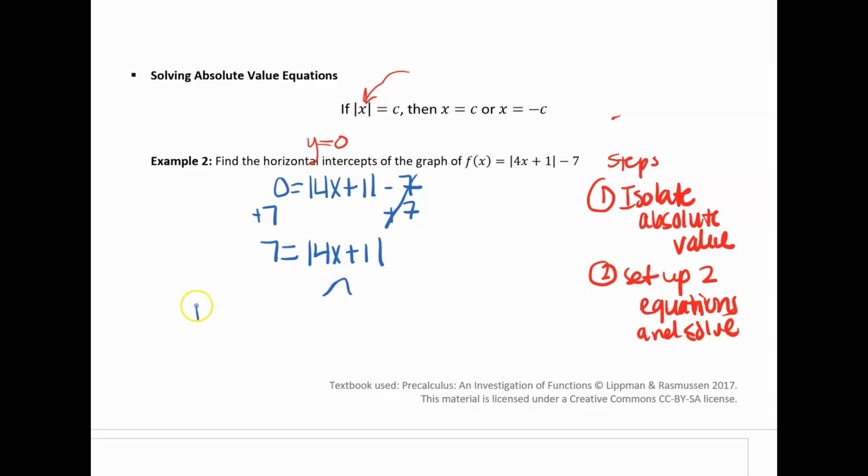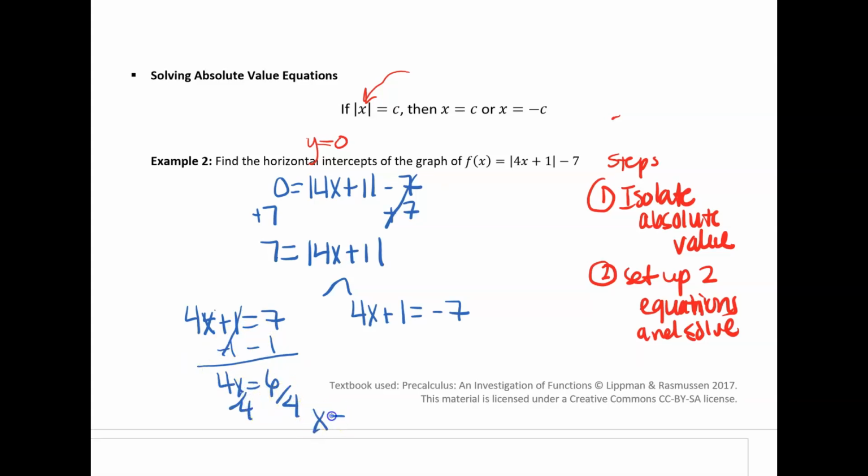I'm going to say, well, this absolute value of 4x plus 1 could have been equal to positive 7, or 4x plus 1 could have been equal to negative 7, because applying those absolute value bars would have taken away that negative. And then I'm going to solve those two simple equations. So minus 1 on both sides, I get 4x equal to 6 and divide. So x would be equal to 3/2.